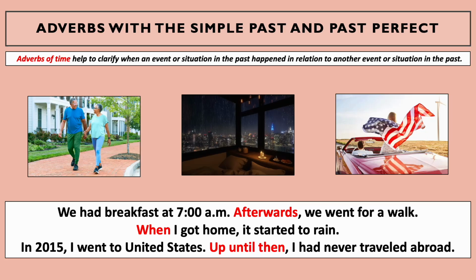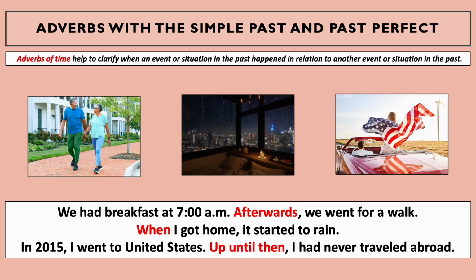Number two, when I got home, it started to rain. When is used to say the two actions or activities happened at the same time. Like in this case, the moment I got home, it started to rain.